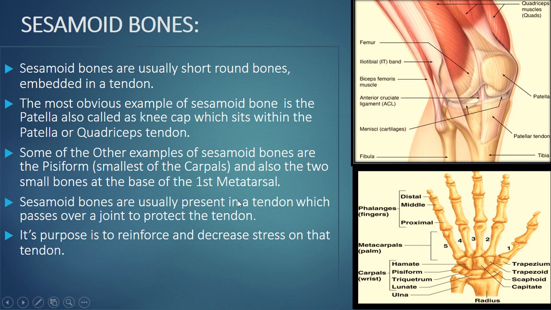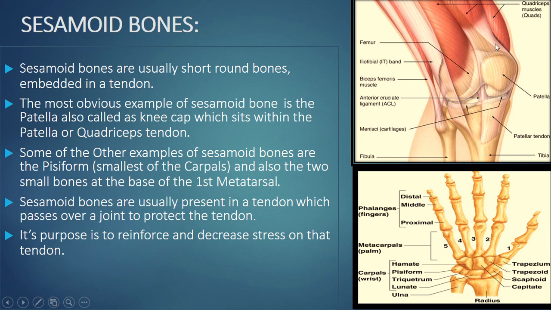The sesamoid bones are usually present in a tendon which passes over a joint, to protect the tendon. So mainly the sesamoid bone is present at a joint. Here you can see this is a knee joint. Two bones are getting joined. That joint must be protected. So that is protected by this tendon. The sesamoid bone is protecting the tendon. Here you can see this is a wrist joint. For the attachment of a tendon, this pisiform is providing protection. Its purpose is to reinforce and decrease the stress on that tendon.